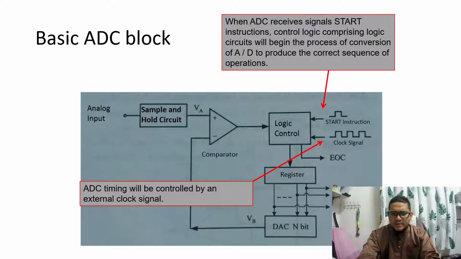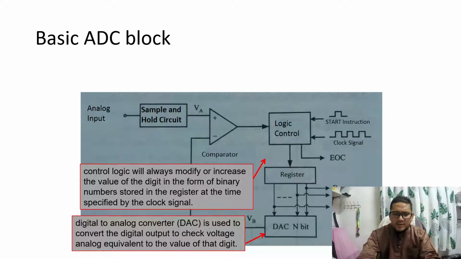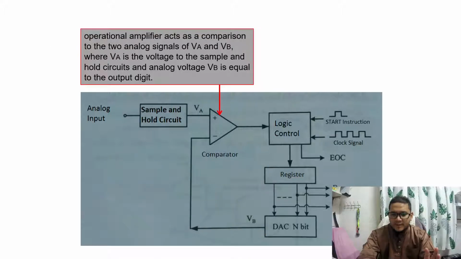Okay, and then ADC timing will be controlled by an external clock signal. So when the ADC receives a start signal, the control logic comprises the logic circuit, and then the process of A to D conversion is done in order to produce the correct sequence of operations. And then the logic circuit will always modify or increase the value of digits in the form of binary numbers stored in the register at the time specified by the clock signals. And then the digital to analog converter DAC is used to convert the digital outputs to the voltage analog equivalent to the value of that digit.